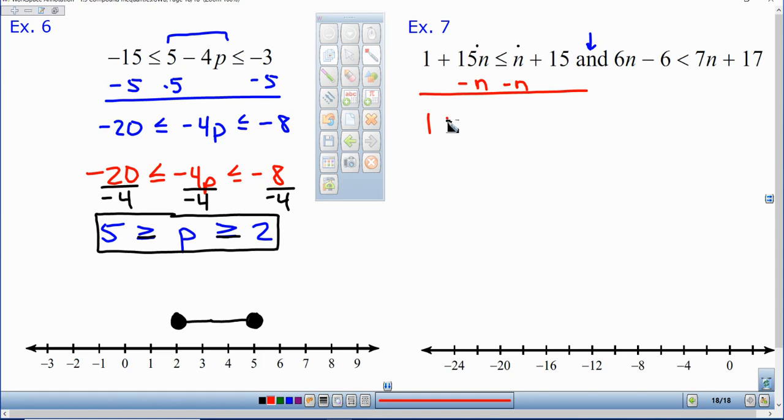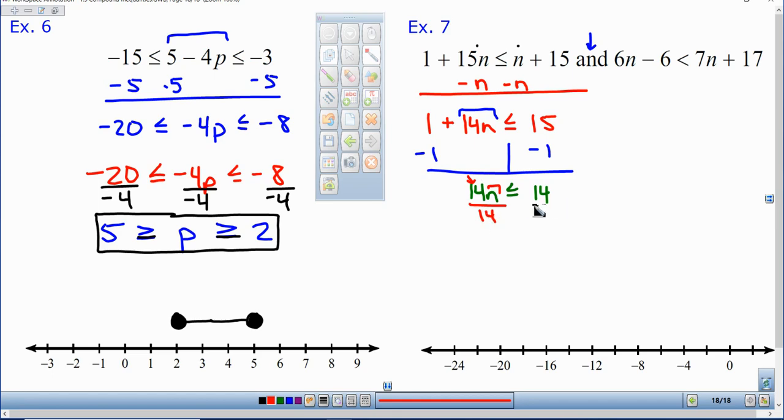So now I have 1 plus 14n is less than or equal to 15. Now I'm going to get the variable term by itself. So get rid of this 1 by subtracting 1. So now we have 14n is less than or equal to 14. And then we want to get rid of the coefficient. Now when we're getting rid of the coefficient, which is the 14, we're going to divide because that's a multiplication. So now we have n is less than or equal to 1.